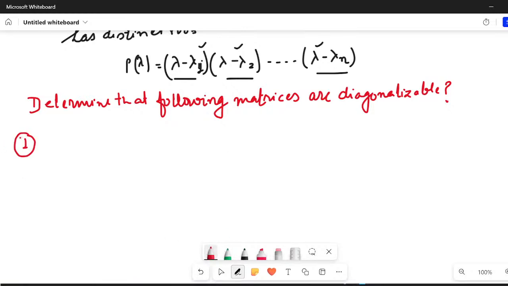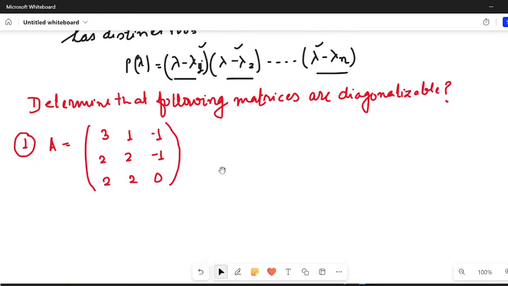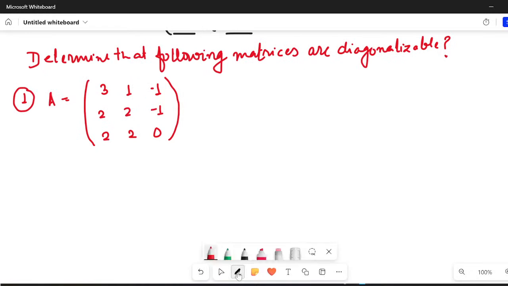Question number 1. The matrix is A, with rows 3 1 minus 1, 2 2 minus 1, and 2 2 0. What do you think, is this matrix diagonalizable or not? In order to find that, let us first find the number of eigenvalues. The first test is, let us first find the number of eigenvalues.